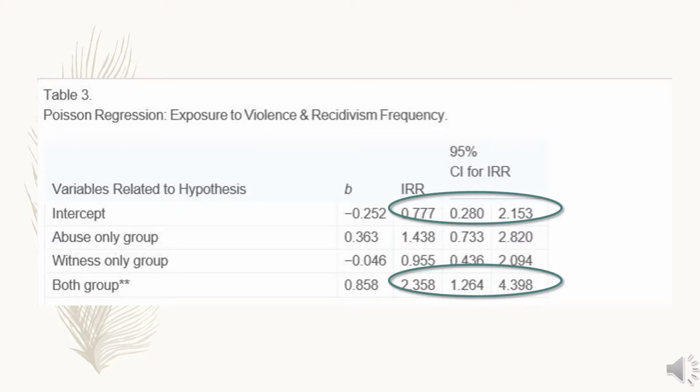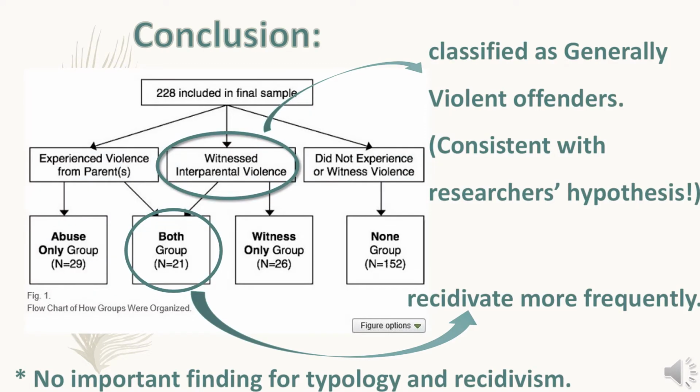Looking at Table 3, the researchers found that compared to those who reported no violence in their families of origin, men in the both group had 2.4 times the odds of committing more frequent domestic violence recidivism offenses, and this is consistent with their hypothesis that those who were exposed to both types of violence were more likely to reoffend more often than those who were exposed to no violence. In conclusion, those who witnessed interparental violence are more likely to be classified as general violent offenders.